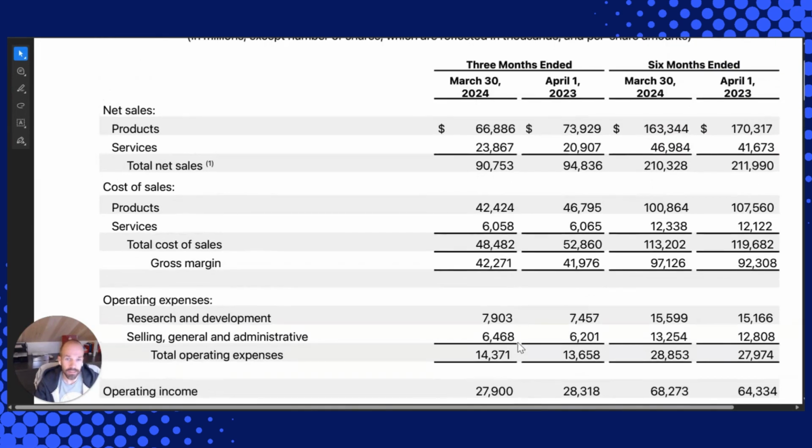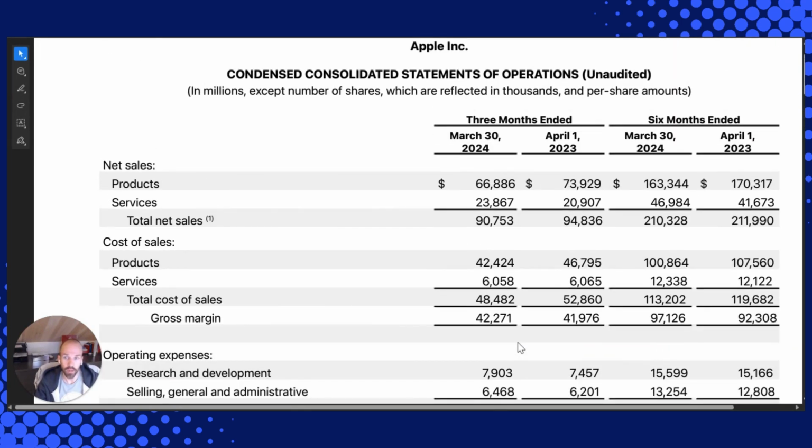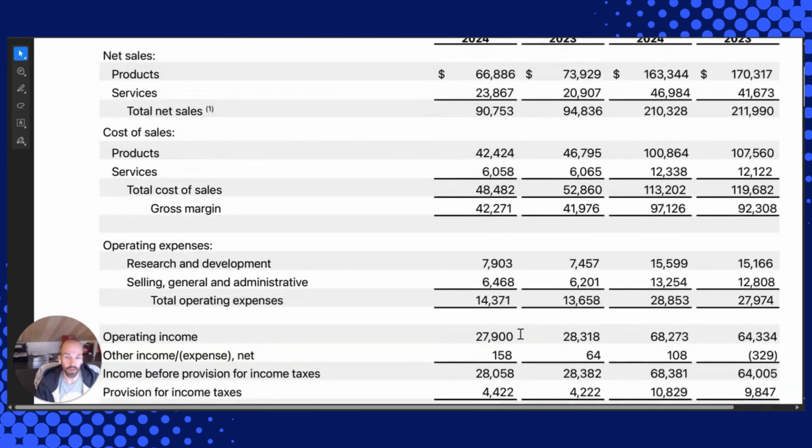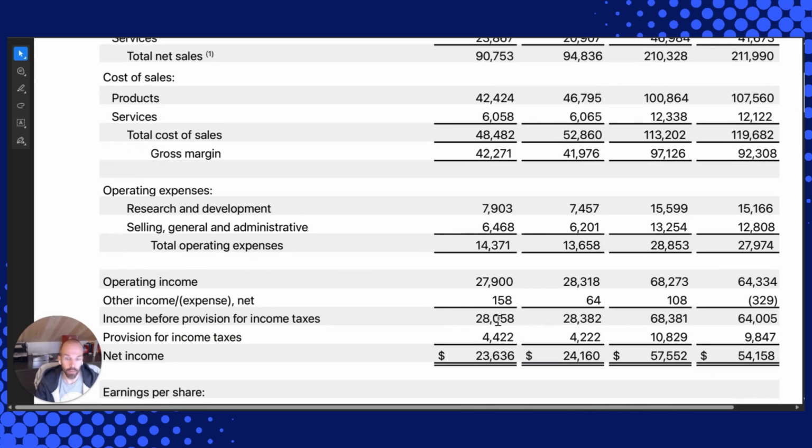It's a pretty basic income statement from Apple, with not a ton of detail, especially on the operating expense side or below operating income, but I think it's a good summary of how an income statement works and the different components.